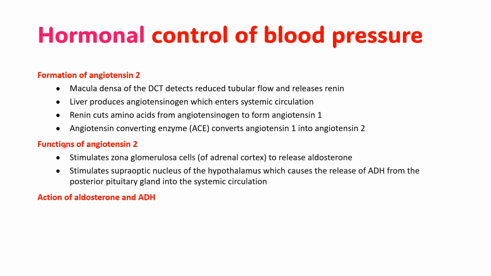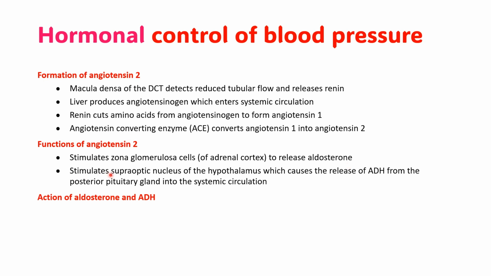Okay, and then the functions of angiotensin 2. It's not actually put here, but angiotensin 2 is also a peripheral vasoconstrictor, so that would increase systemic vascular resistance and therefore blood pressure. Another two things it does: it stimulates zona glomerulosa cells of the adrenal cortex, which leads to the release of aldosterone, a mineralocorticoid hormone.